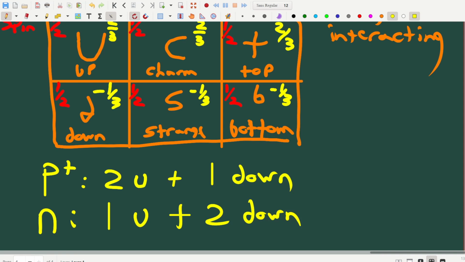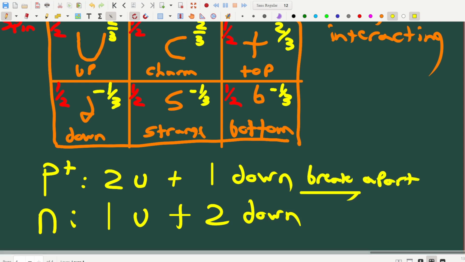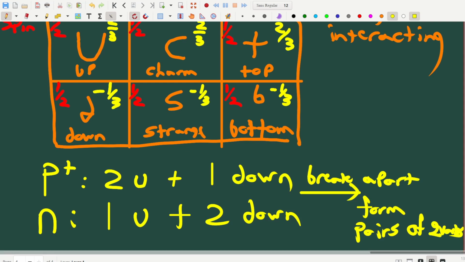But what you find is that when you break them apart, you form pairs of quarks. If I took the 2 ups and the 1 down, I have to think about the math. There are some symmetry things. But the idea is that if you have 3 particles in here and you separate them, you put the ups on one end and the down on the other end.